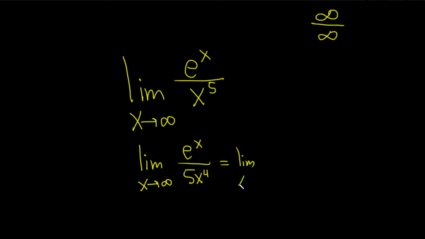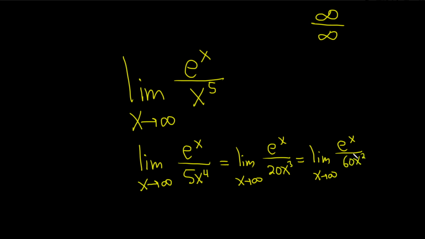So we have the limit as x approaches infinity, derivative e to the x is e to the x. Bring down the 4, so we get 20x cubed. And it's still infinity over infinity, so we use L'Hopital's again. Limit as x approaches infinity, e to the x. That's still infinity over infinity, so again we're using L'Hopital's, so 60x squared.